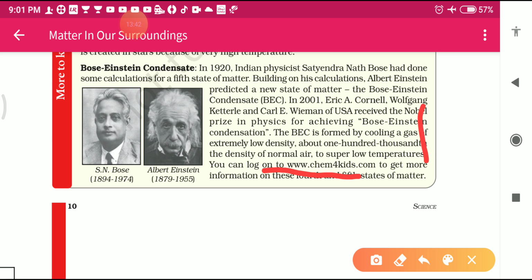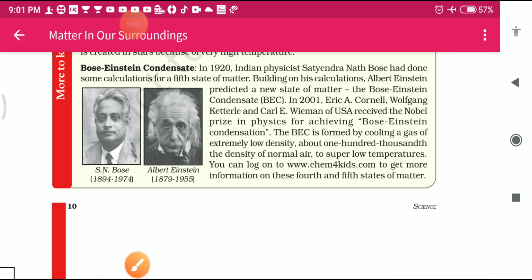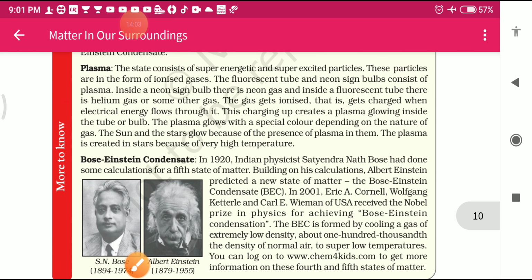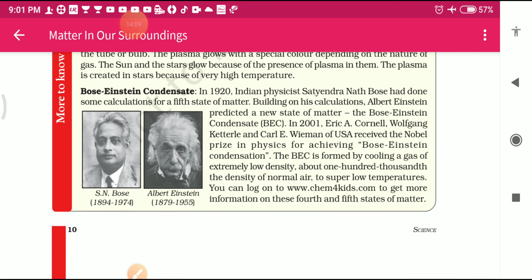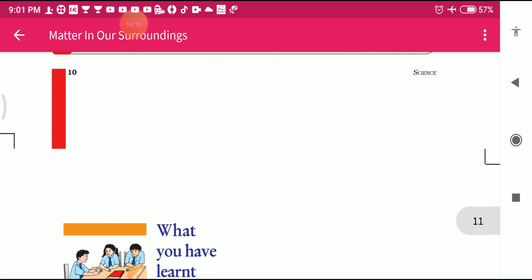You will see the pictures given here of S.N. Bose, Satyendranath Bose, and Albert Einstein. On the basis of their names, Einstein and Bose, the fifth state of matter is called the Bose-Einstein condensate. Students, this is all about the fifth state of matter and the fourth state of matter, and this chapter is finished. I have explained each and everything to you.